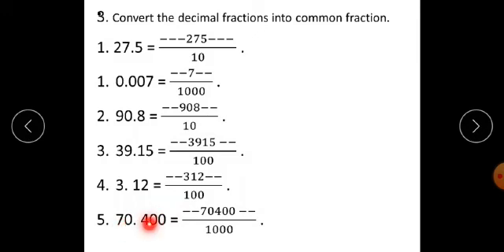Now student, here 3 digits after the decimal point, and therefore you have to first ignore the decimal point and write the number as it is, 70400. Write 1 in the denominator followed by 3 zeros because here 3 digits after the decimal point.